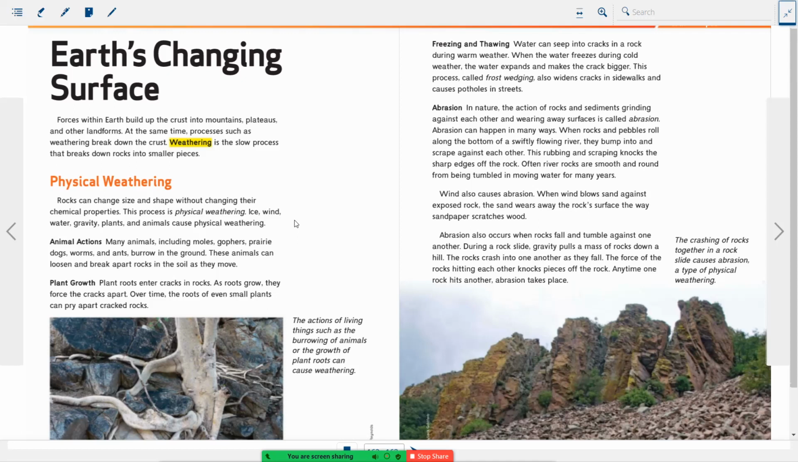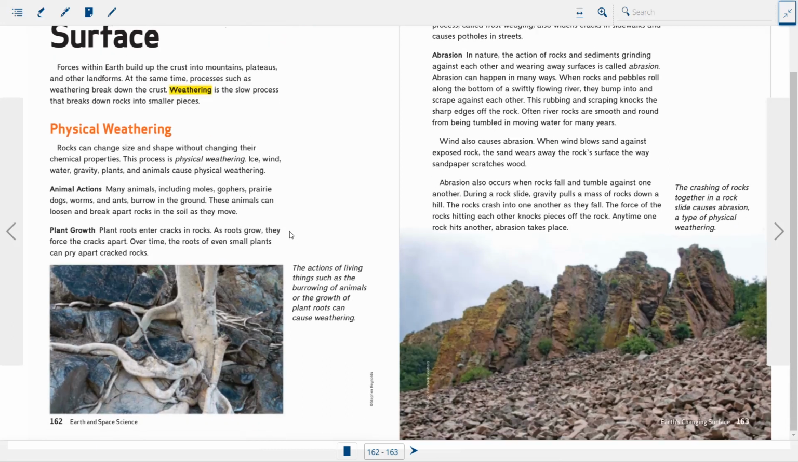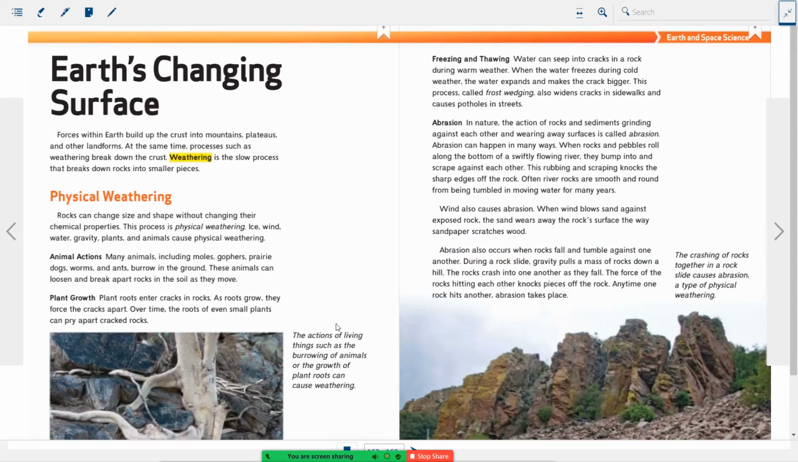Animal actions. Many animals, including moles, gophers, prairie dogs, worms, and ants, burrow in the ground. These animals can loosen and break apart rocks in the soil as they move. Plant growth. Plant roots enter cracks in rocks. As roots grow, they force the cracks apart. Over time, the roots of even small plants can pry apart cracked rocks. So take a look at what's happening over here. You can see how these roots have kind of grown in between these different rock formations. The actions of living things, such as the burrowing of animals or the growth of plant roots, can cause weathering.